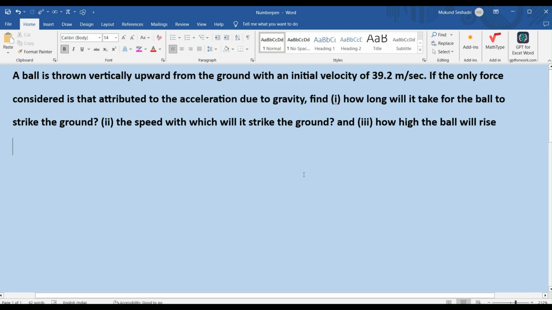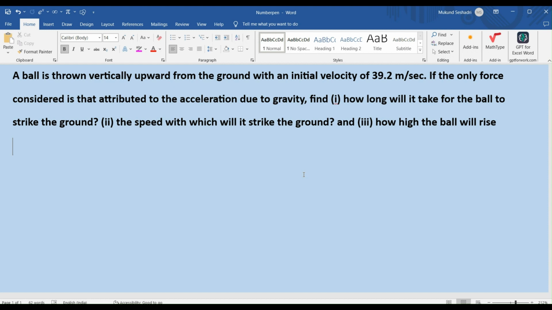So there we have the problem on the screen. Let's take a few seconds to read through the problem. A ball is thrown vertically upward from the ground with an initial velocity of 39.2 meters per second. If the only force considered is that attributed to the acceleration due to gravity, find how long will it take for the ball to strike the ground, the speed with which it will strike the ground, and how high will the ball rise, right?